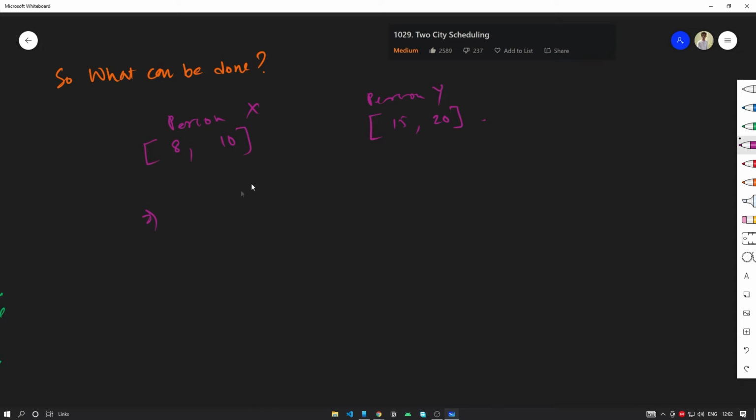Now since we must assign one of them to city A and one of them to city B, in spite of sending person X to city A and person Y to city B, which nearly gives us 28.